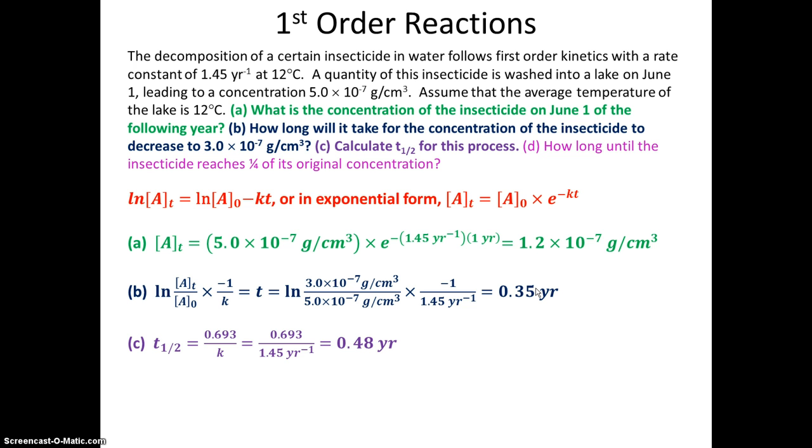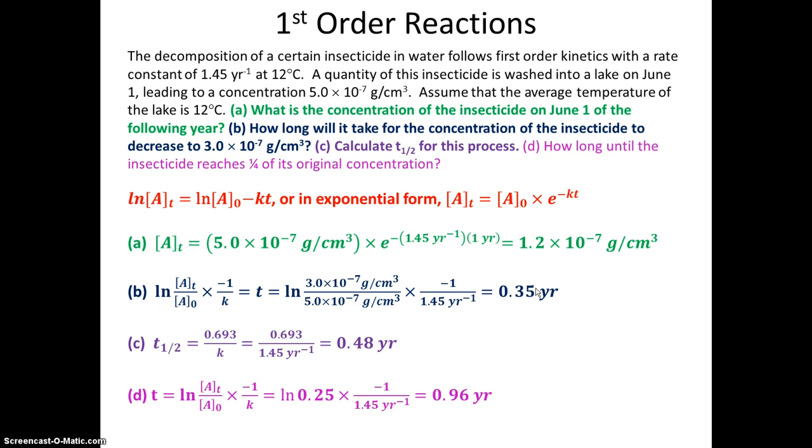The half-life of this process can then be calculated from our previous equation. t1/2 equals 0.693 over k, or 0.693 over 1.45 per year. It tells me it takes about 0.48 years for half of the original concentration to disappear, or roughly half a year. And then finally, how long until we reach 1/4 of its original concentration?